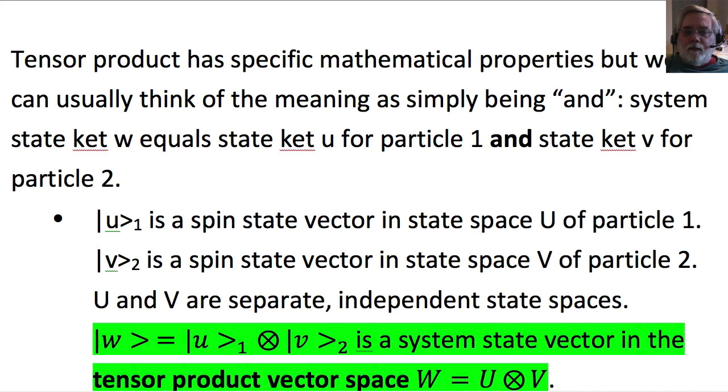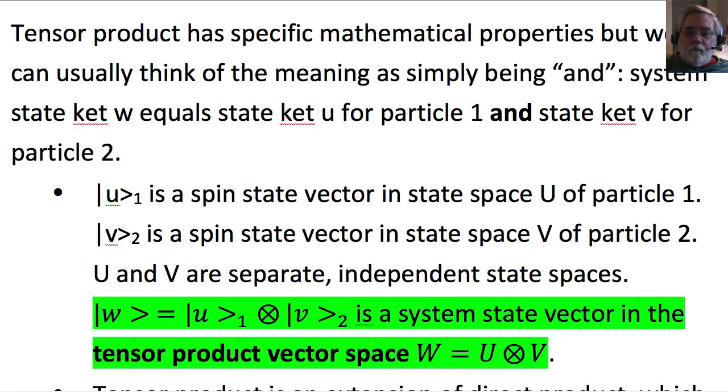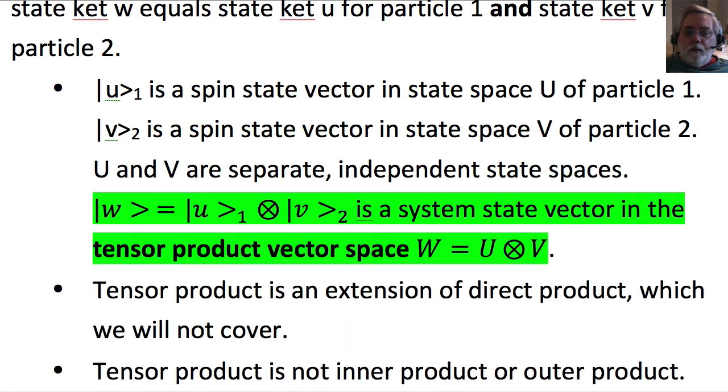Tensor product has specific mathematical properties, but we can usually think of the meaning as simply being and. System state ket W equals state ket U for particle 1 and state ket V for particle 2. Ket U sub 1 is a spin state vector in state space capital U of particle 1. Ket V2 is a spin state vector in state space capital V of particle 2. Capital U and capital V are separate independent state spaces.